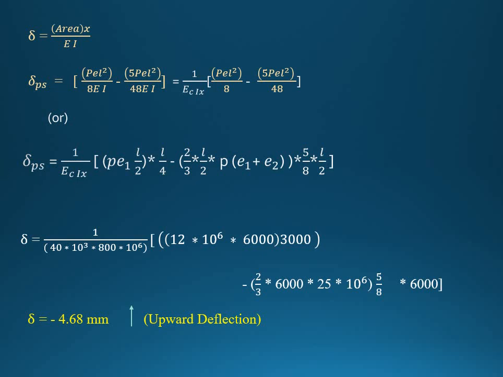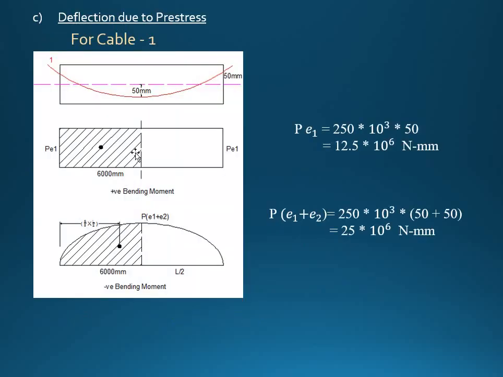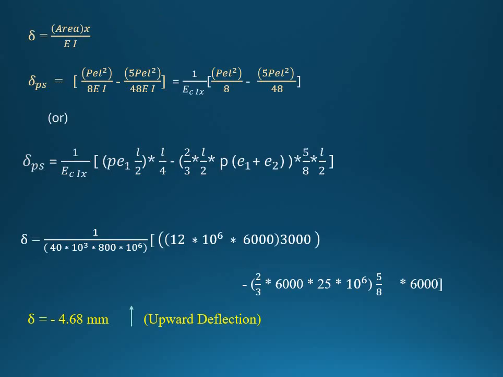Next, I will explain how I have written this. Generally, the deflection formula is area into centroidal distance by EI, where EI is common. I have written 1 by EI outside, into the area of the rectangle. Here, go back to the diagram and check the area of the rectangle, that is length into breadth. Here, length is L by 2, B into D, where B is L by 2 and D is PE1. So this is the area, into the centroidal distance, which is L by 4.